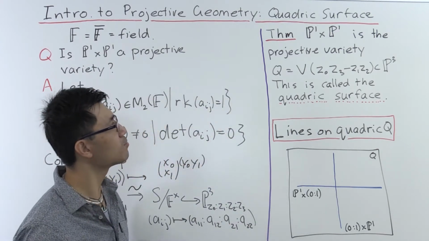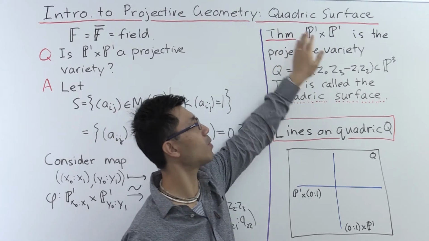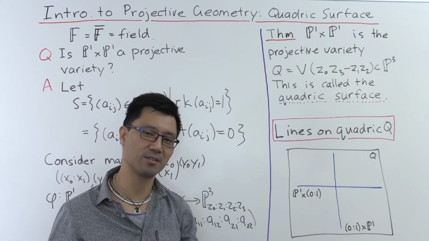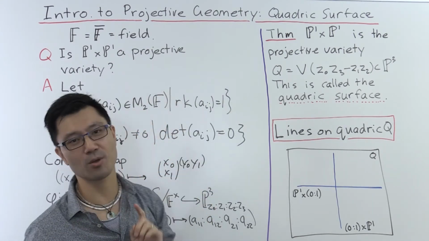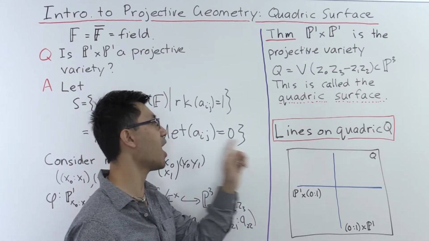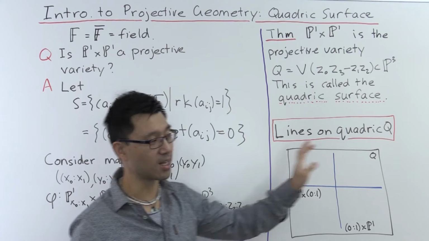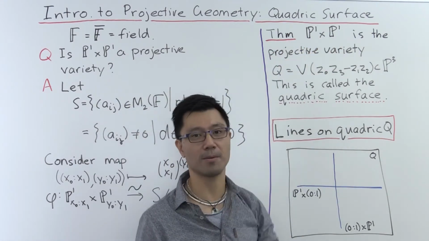Okay, so we have this rather interesting surface that we can view in two different ways, this way and this way. And you might want to do some geometry on it. So let's try to do a bit of geometry on it. And the first thing you might want to have a look at are the lines on this quadric surface. Well, there's some very obvious lines floating around because it is just P1 cross P1.